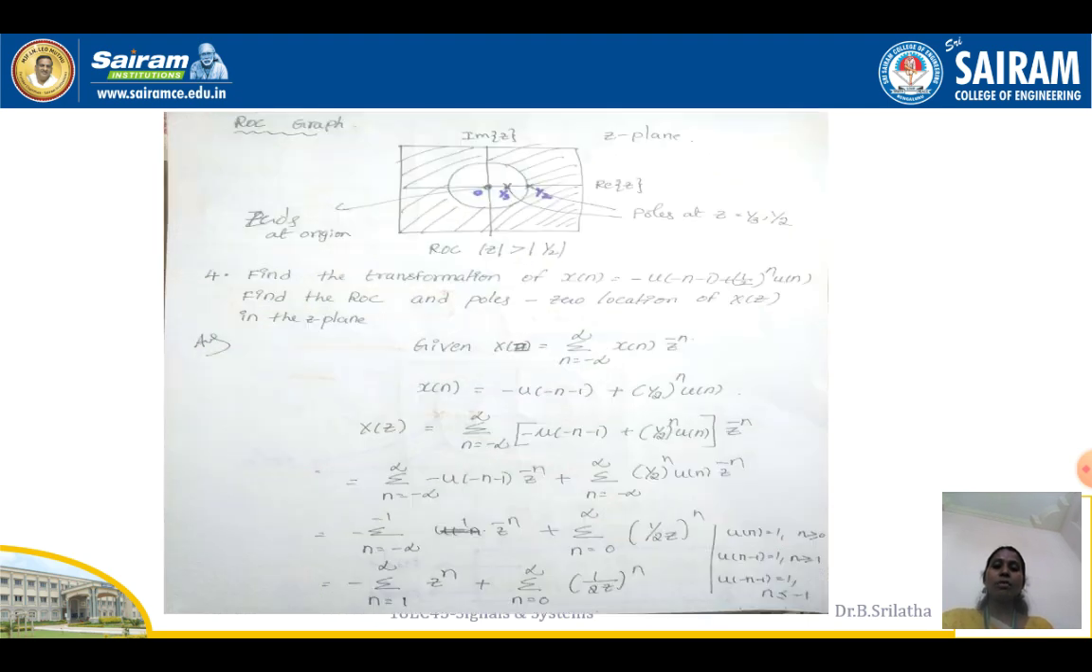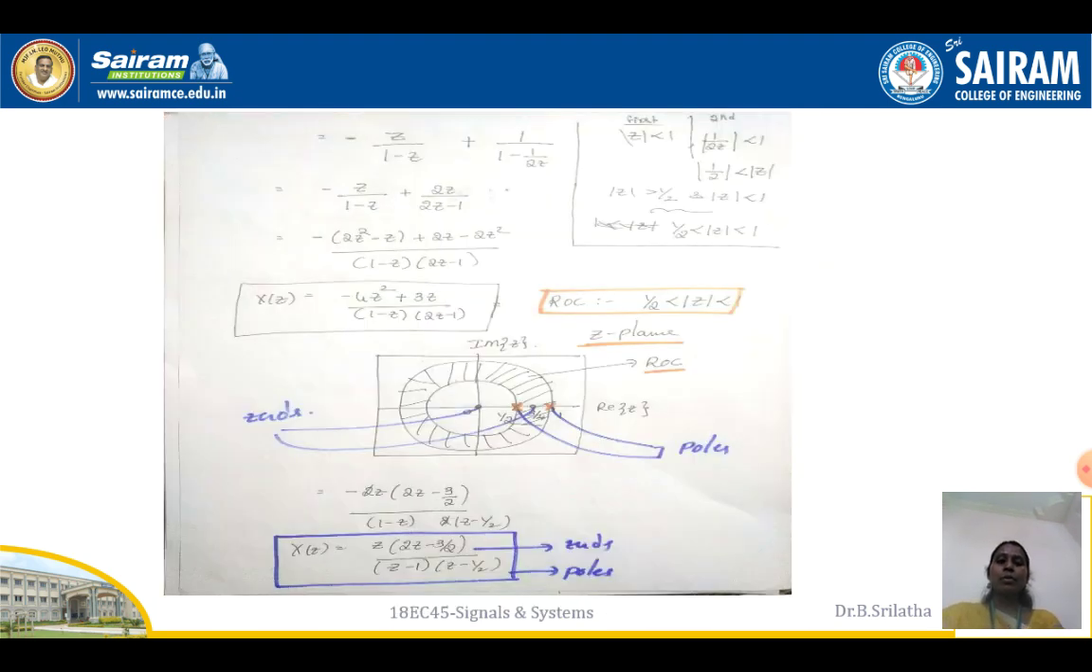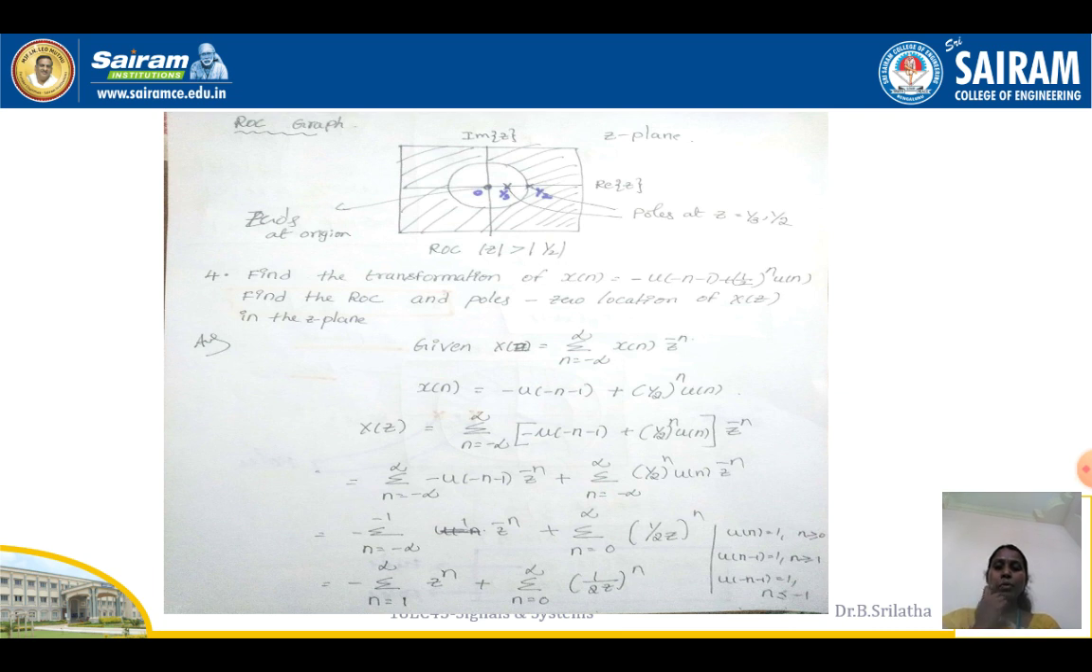Next we'll solve one more problem. Same thing: before going to solve one more problem, I'm going to draw the region of convergence for the given signal. Always we have to draw the region of convergence only in the z plane.